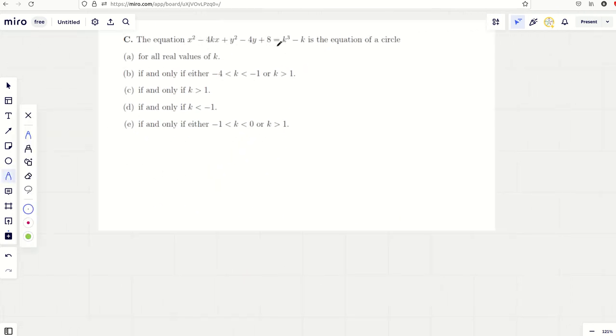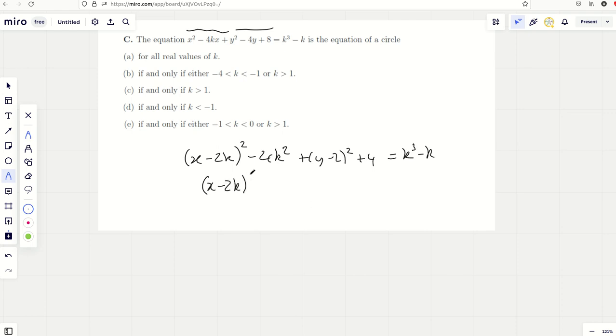What have we got here? We've got a circle. Oh yeah, and we've got this. If we immediately try and make it into a typical format for a circle, complete the square on this bit, and complete the square on that bit. So y minus 2 all squared, and then we're going to have minus 4 plus 8, which is plus 4, and that equals k cubed minus k. And so we've got x minus 2k all squared plus y minus 2 all squared, and it equals this cubic. We get k cubed plus 4k squared minus k minus 4.